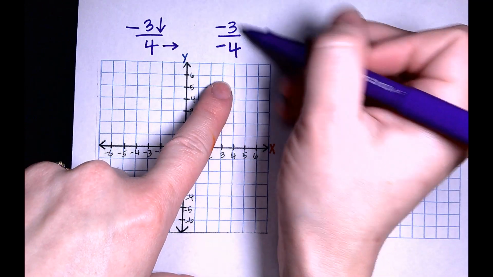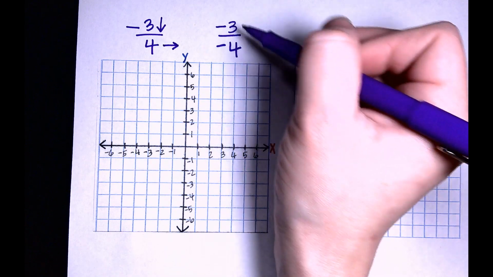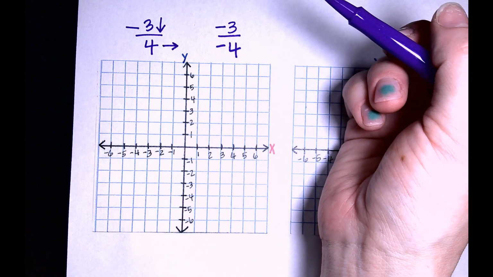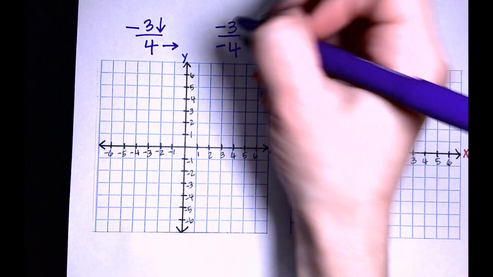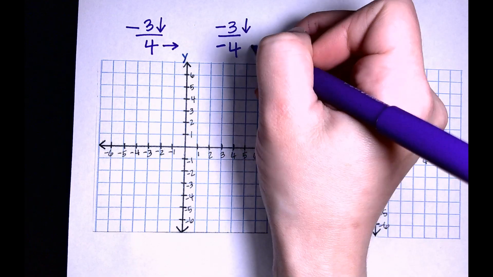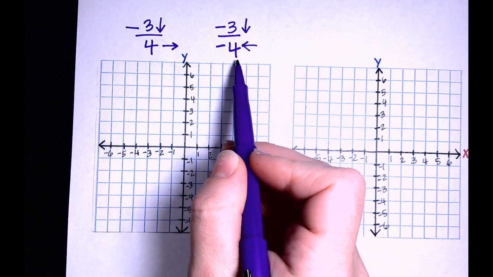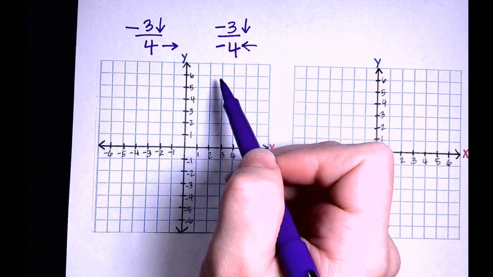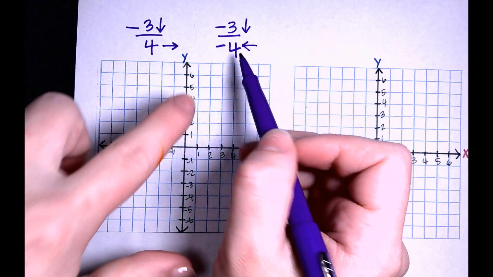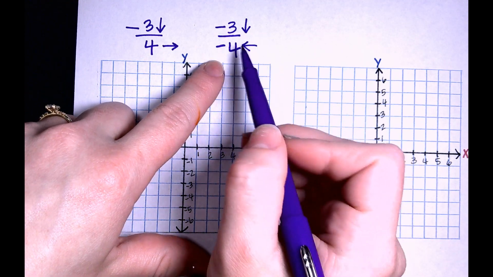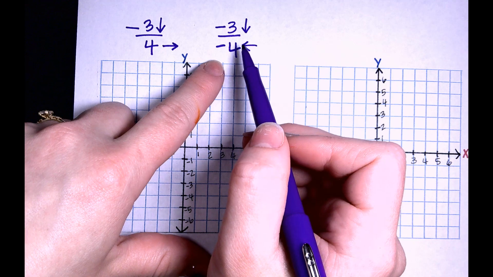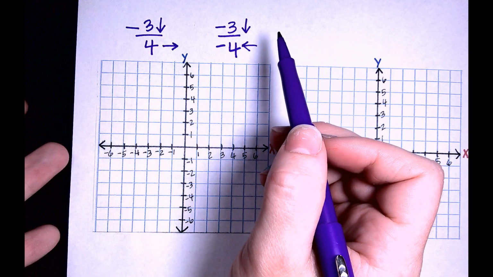Now here's where something might be different. If I have a negative over a negative, I'm going, yes, down because it's negative, to the left because it's negative. Now, because we have a negative over a negative, what happens when we have a number like this? A negative divided by a negative is? It cancels and it becomes positive.